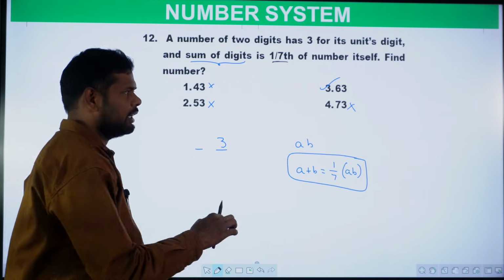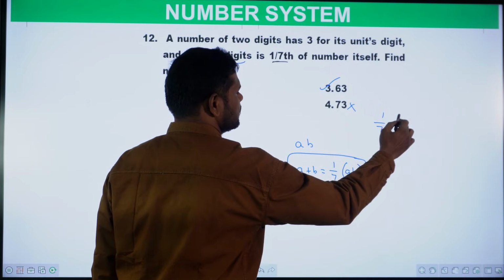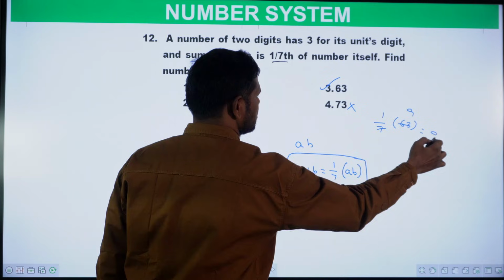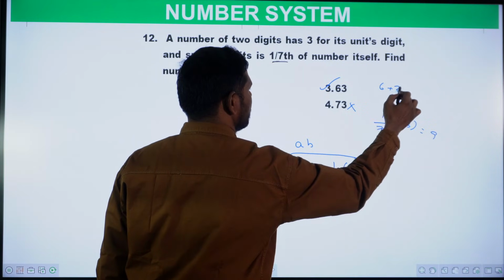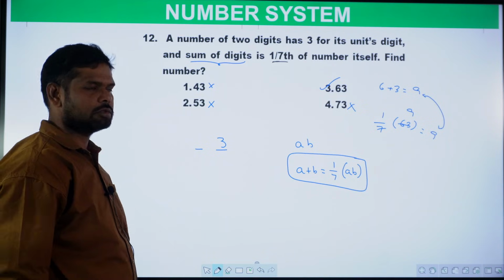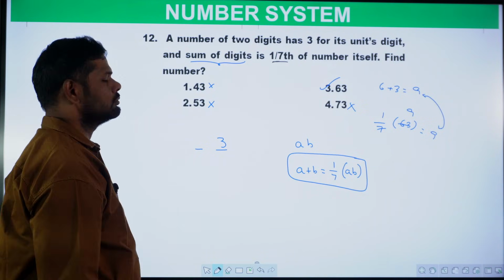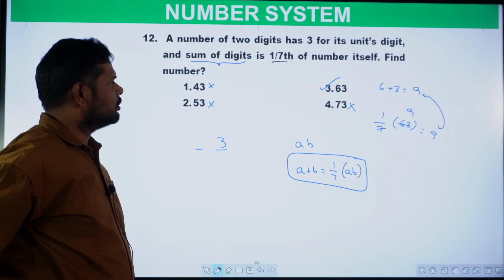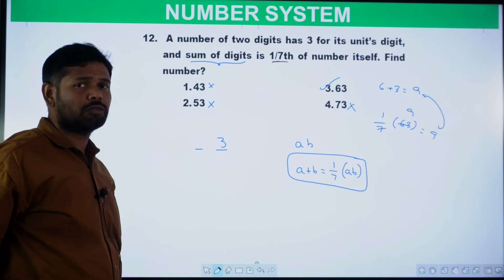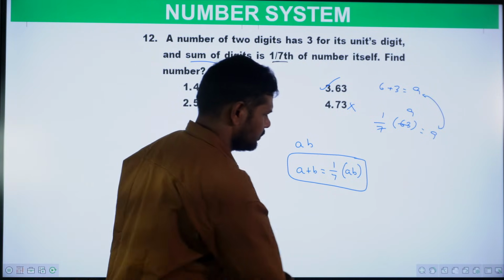Still any doubt? 1/7 of 63 is how much? 7 nines, so the answer is 9. Here 6 plus 3, the sum of digits, is also 9. Both are equal. That's it. Very simple. Just understand the question, observe the options, eliminate options, and choose the best one. Next one.